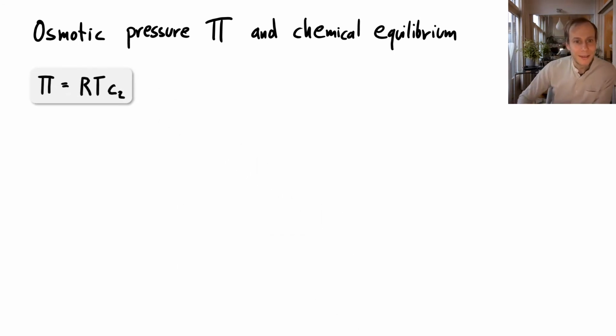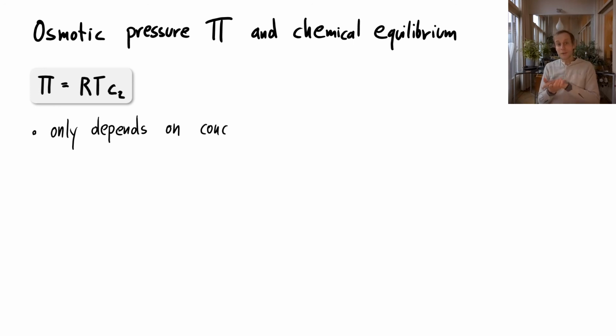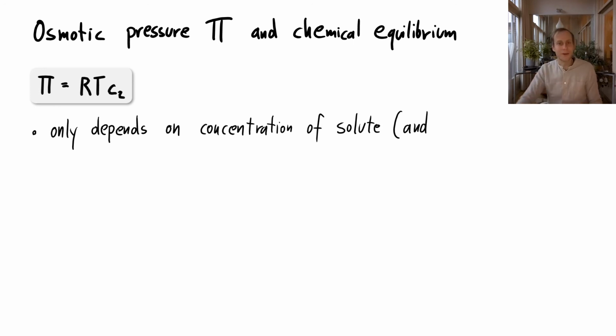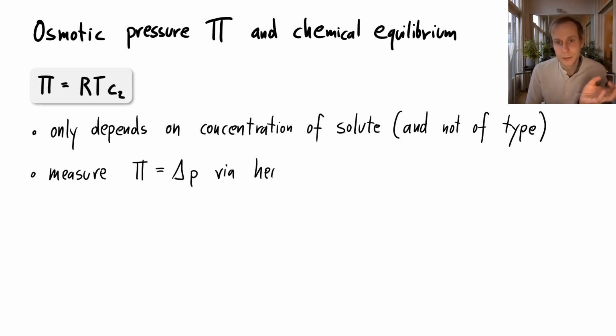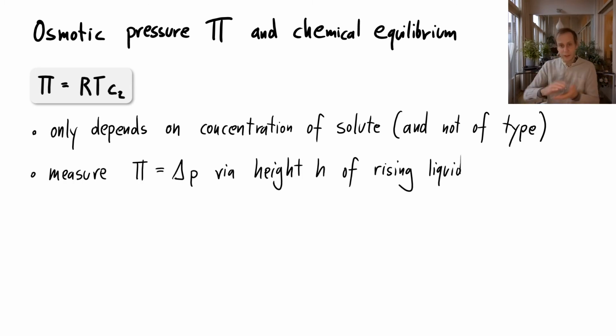So you see that the formula for the osmotic pressure shows that it actually only depends on the concentration of the solute, C2, and it does not depend on the type of the solute. Could be sodium chloride, could be sugars, could be proteins, any of those. Depending on the concentration alone, they will increase the osmotic pressure. You can measure the osmotic pressure, delta P, via the height of the liquid column that will rise as a result of the pressure, basically.